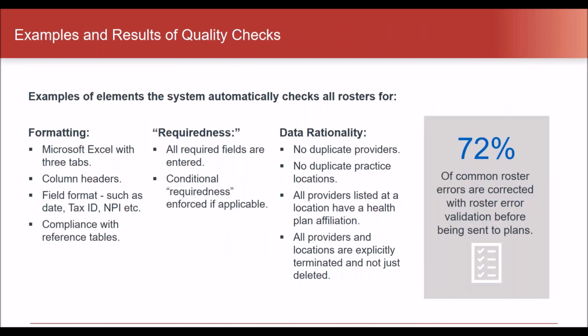In terms of categories, this is how we categorize the quality checks themselves. We have the formatting errors, so it has to be in Microsoft Excel. Specific column headers are required. We validate exact field formatting, such as tax ID, NPI. And then specialty is an example of a reference table that we've implemented, which matches exactly to NUCC. So both taxonomy and the specialty name itself must match our reference tables.